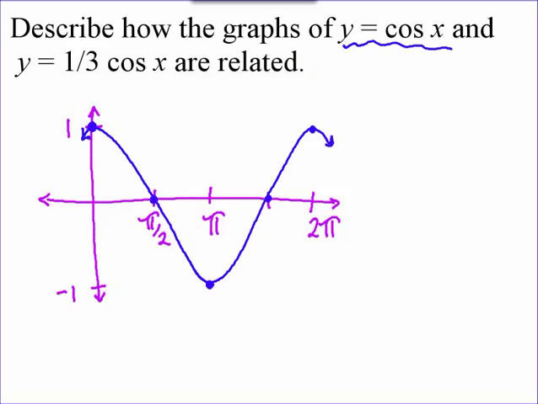Now, look at the next one. It says, describe the graph of y equals 1/3 cosine x. Just do a third of it. So now, how high do I go up now? 1/3. So instead of going up to 1, I'm going to go up to 1/3. Where do I go at pi over 2? 0. Where do I go at pi? -1/3. And then pi right here. So, like this.